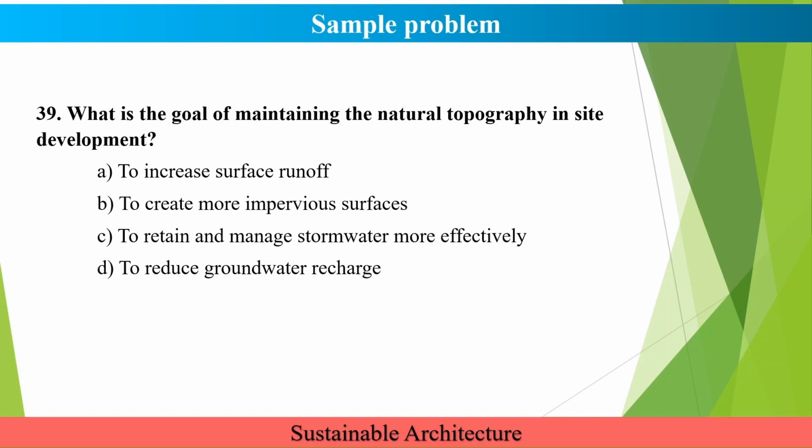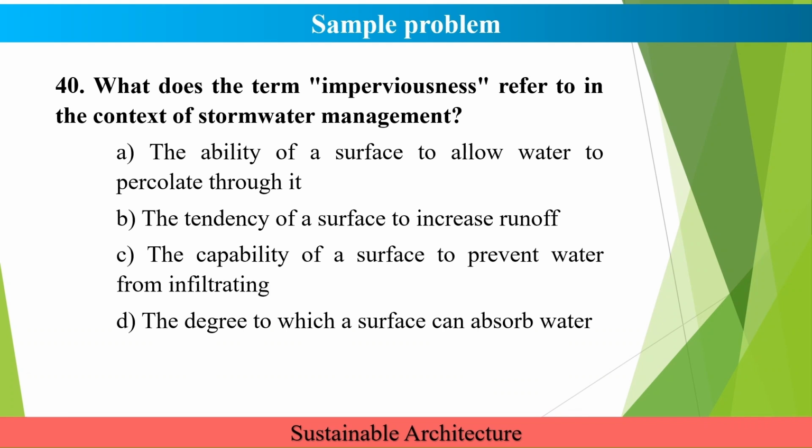Yes, sir. Okay, thank you. So here is question number 40 for all of you who have completed up to question number 39. What does the term imperviousness refer to in context of stormwater management? Option A, the ability of a surface to allow water to percolate through it. Option B, the tendency of a surface to increase runoff. Option C, the capability of a surface to prevent water from infiltrating. Or option D, the degree to which a surface can absorb water.